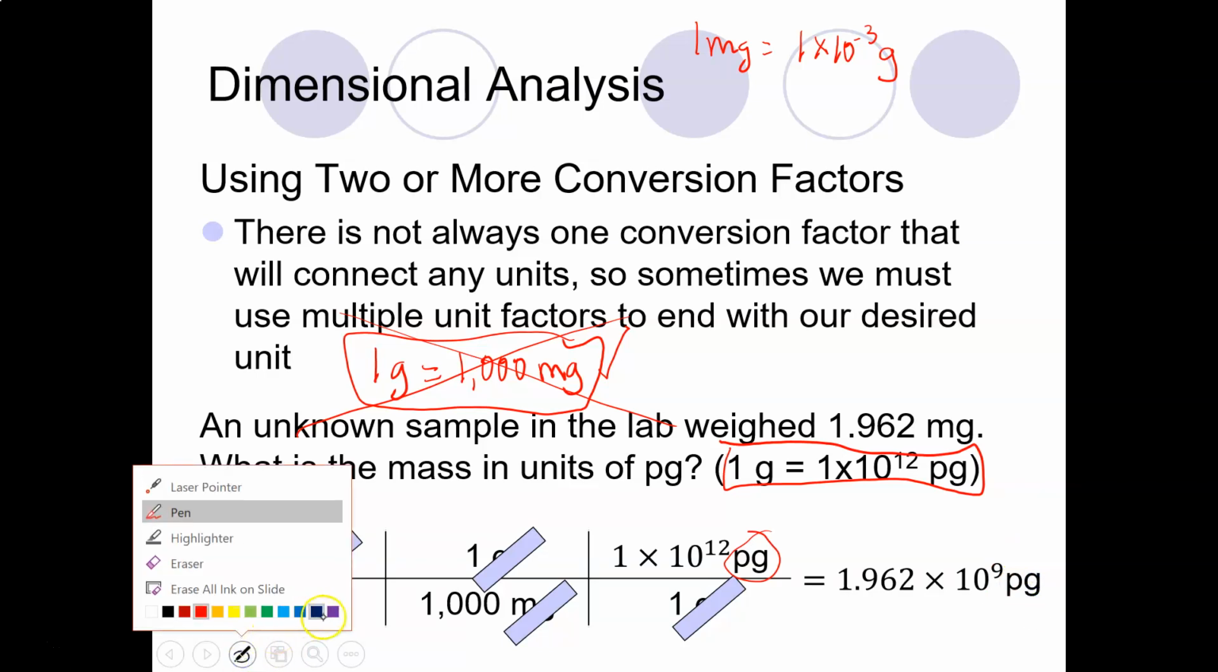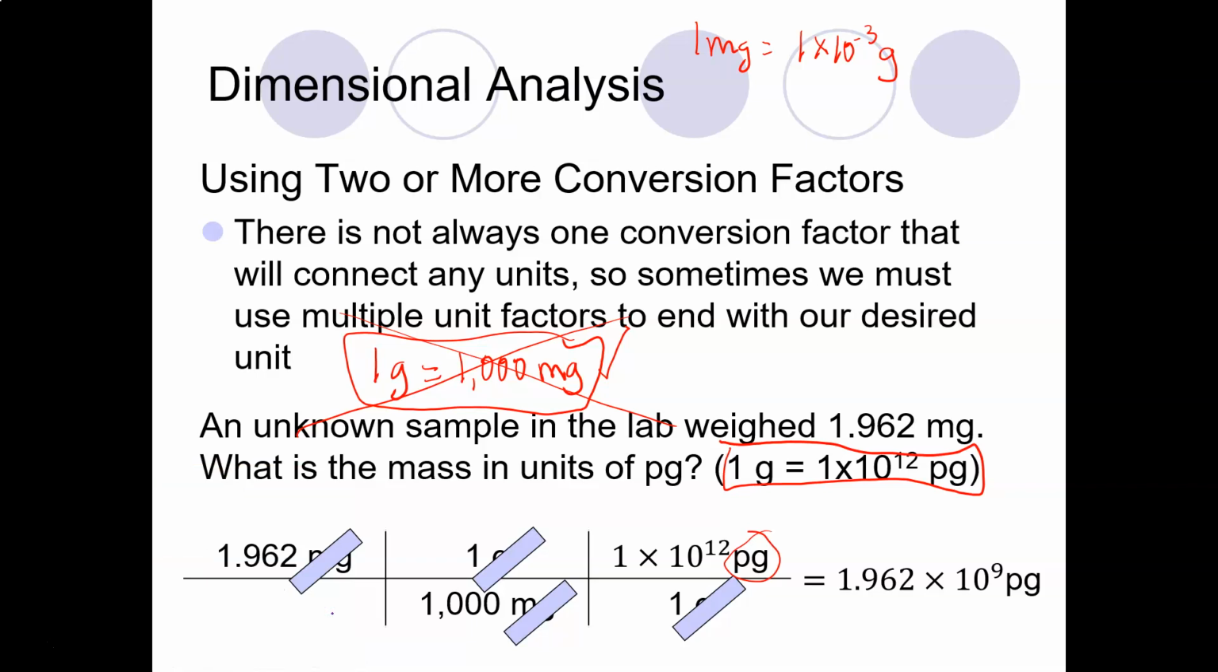1.962 has 4 significant figures. 1 gram and 1,000 milligrams is a metric prefix table 1, so it has an infinite number of sig figs. And 1 gram is equal to 1 times 10 to the 12th picograms is also an infinite number 1 because it's a metric prefix thing, and so infinite sig figs.